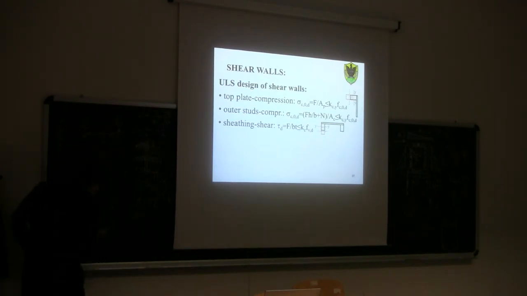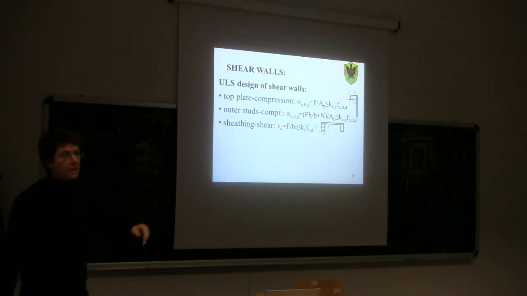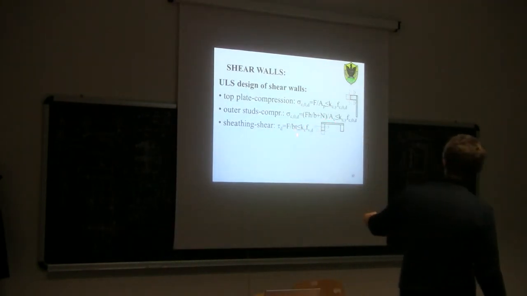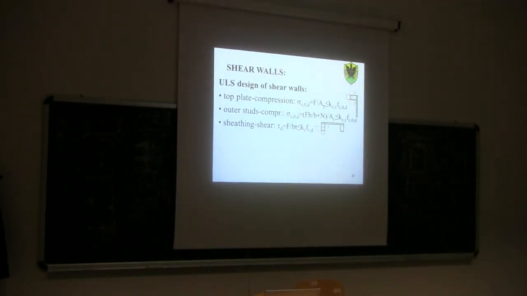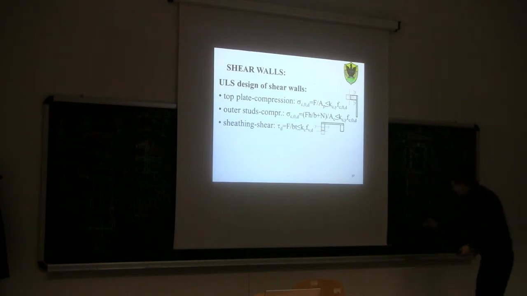So I assume that only the cross section of the sheathing is resistant to shear. This is the thickness, this is the width. So F over BD is less than or equal to FVD, which is the design shear strength, times also a reduction coefficient. Why is there a reduction coefficient? Because the shear panel might have a problem of buckling. If you subject the shear panel to shear, it may buckle in this way.